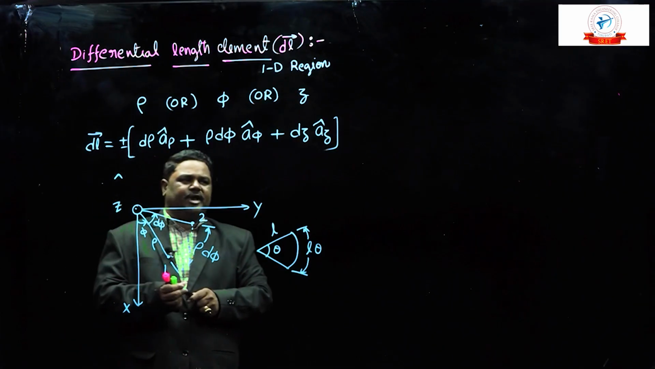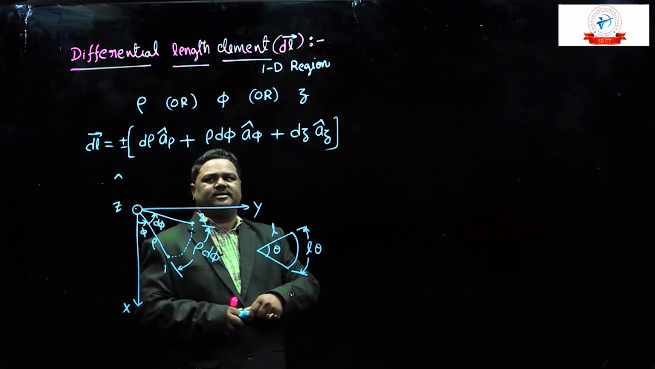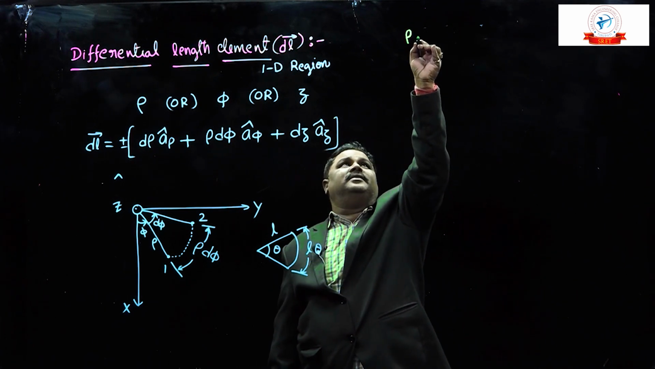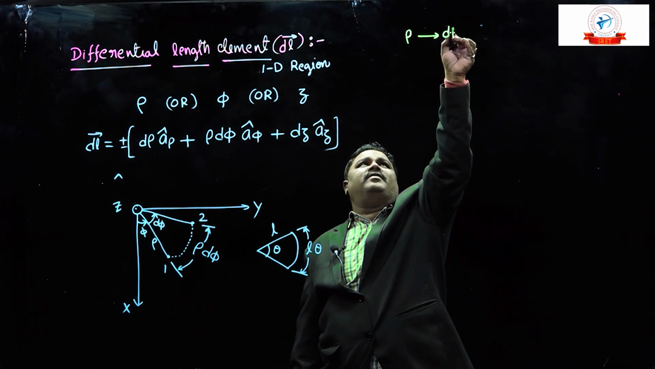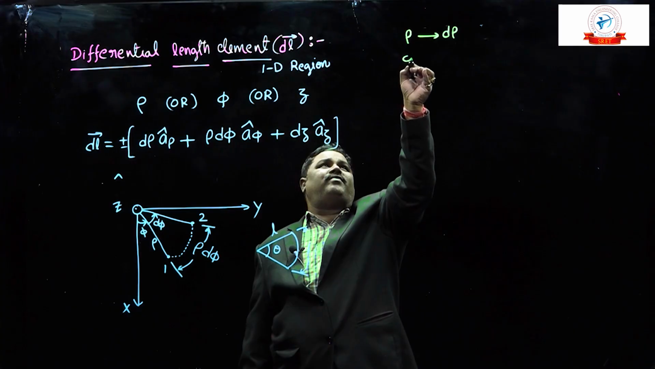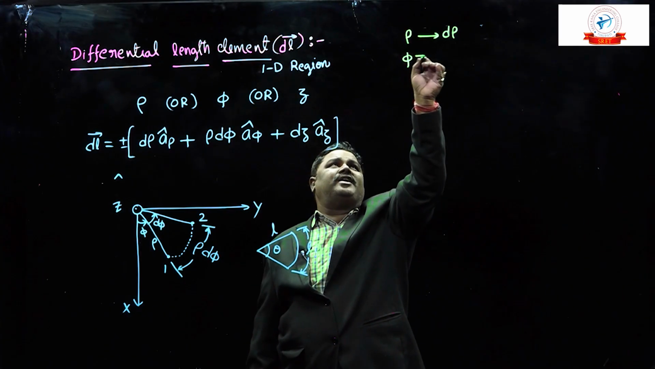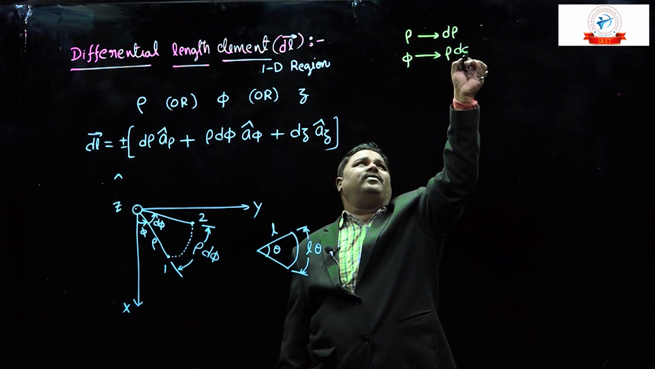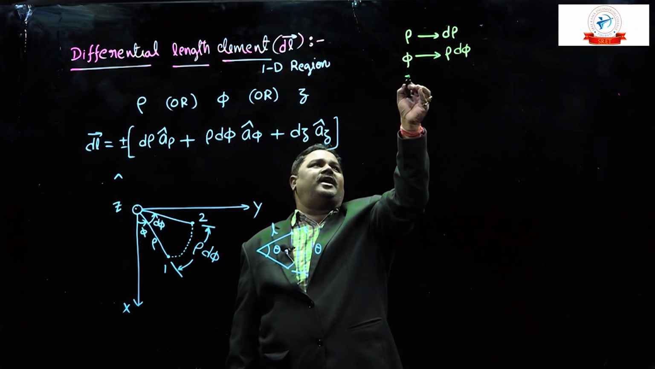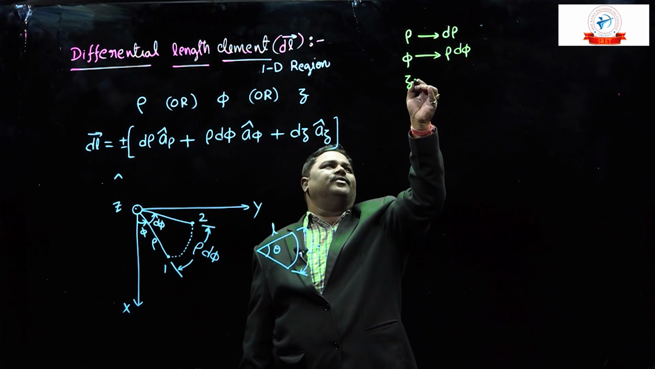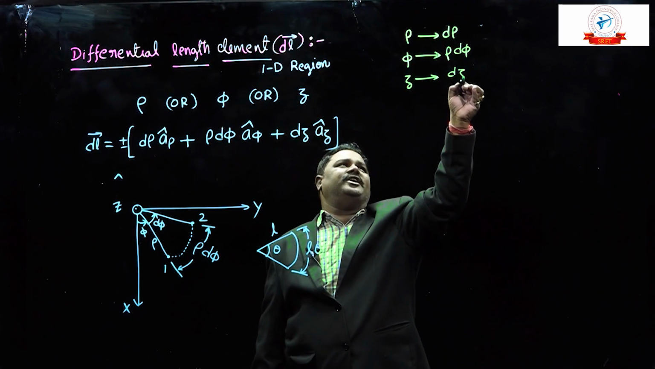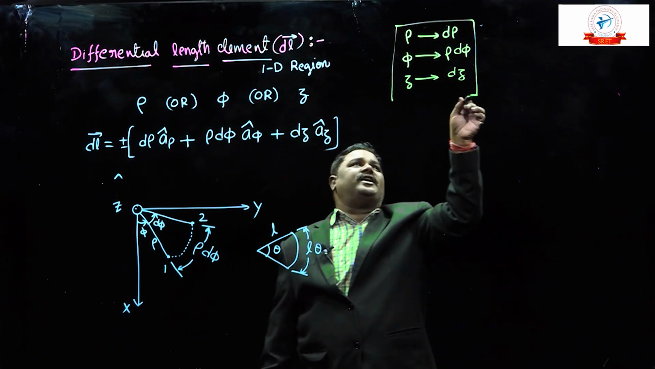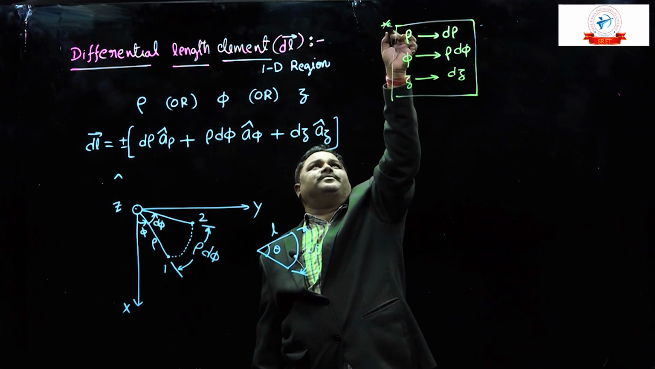The most important point to understand here is that in the cylindrical coordinate system, rho is directly a length which will produce a differential length of d rho. But phi is an angle. We need to convert angle into length. Phi will produce a differential length of rho d phi. And z is directly a length which will produce a differential length of dz. This is a very important point to understand in cylindrical coordinate system.